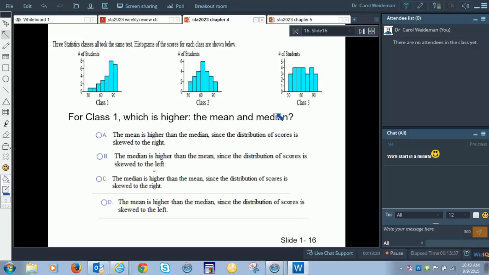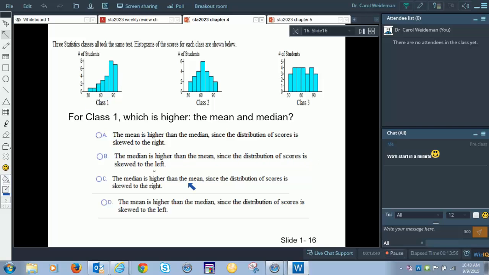Okay, let's stay with this problem again. For class 1, which one's going to be higher, the mean or the median? Now remember what we said when there's a skew. What does the skew do? The skew pulls the mean in the direction of the skew. So let's look at the answers.